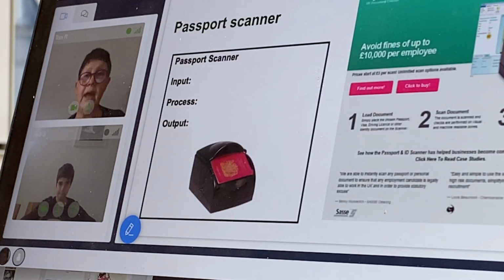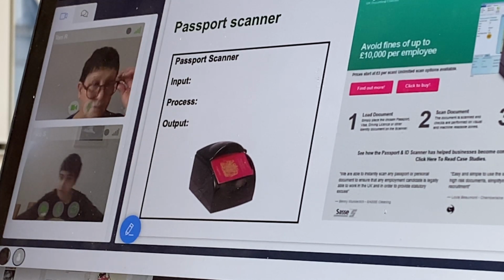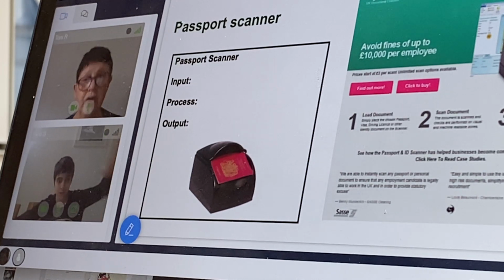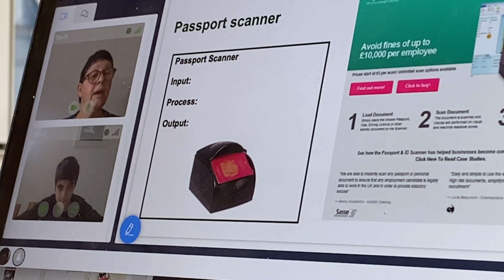Okay, let's look at then the different types of devices. So this one is a passport scanner. Have you used these before? No, but I've seen them in the airport. Good, yes. So you literally put your passport on there and it scans the data.